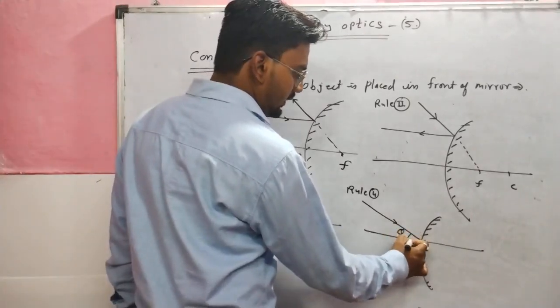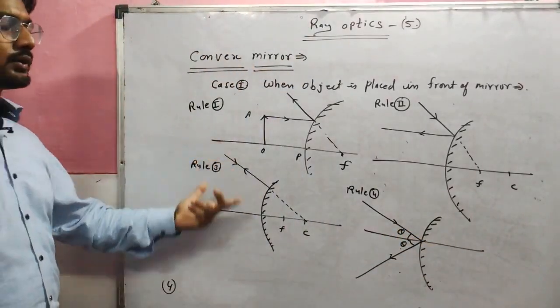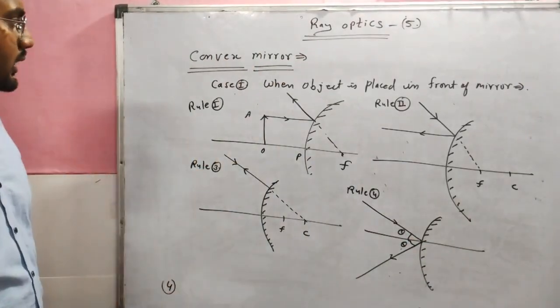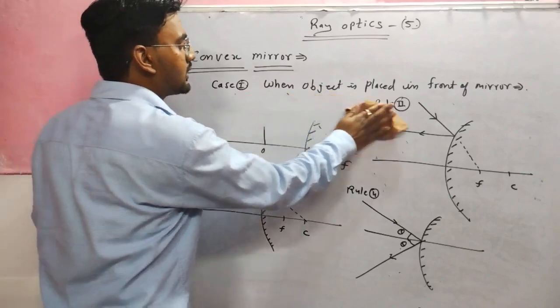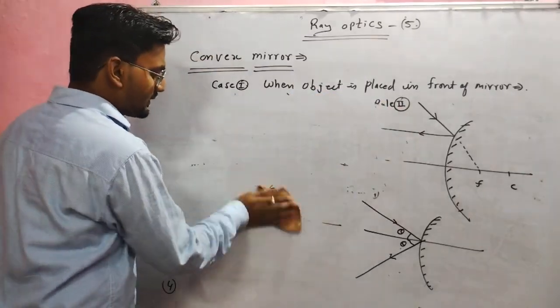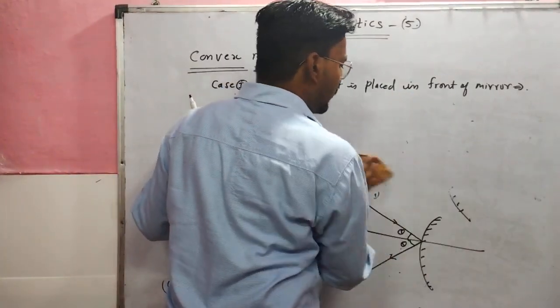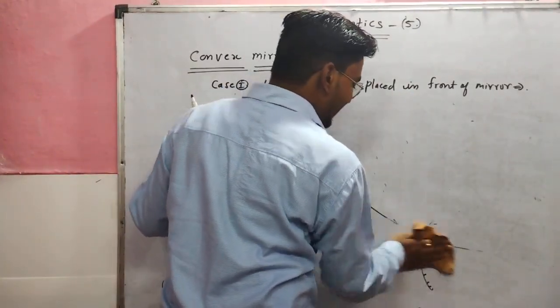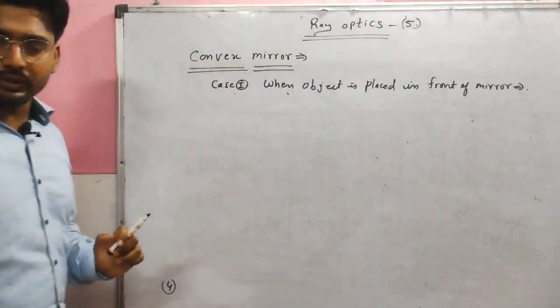This angle theta, then this is angle theta also. So we have to learn these 4 rules. We have discussed them for the concave mirror also. Okay, and now we are going to discuss our first case. Here there are no 5th and 6th cases as in the concave mirror, because here the pole and focus are both on the right side of the convex mirror. That's why we are taking only 2 cases.